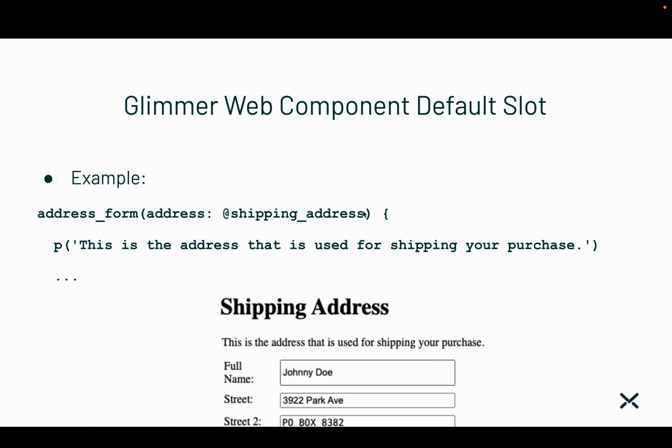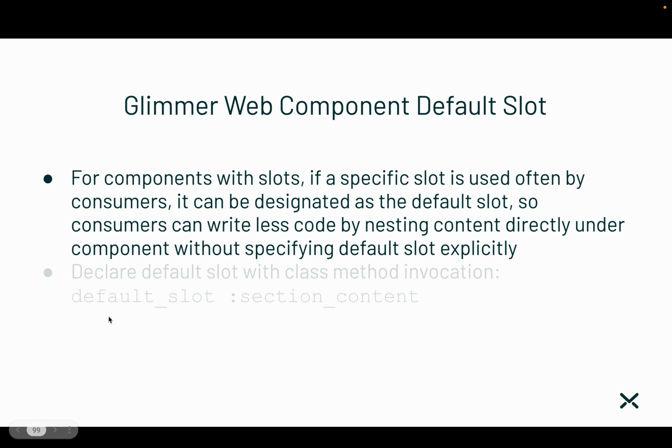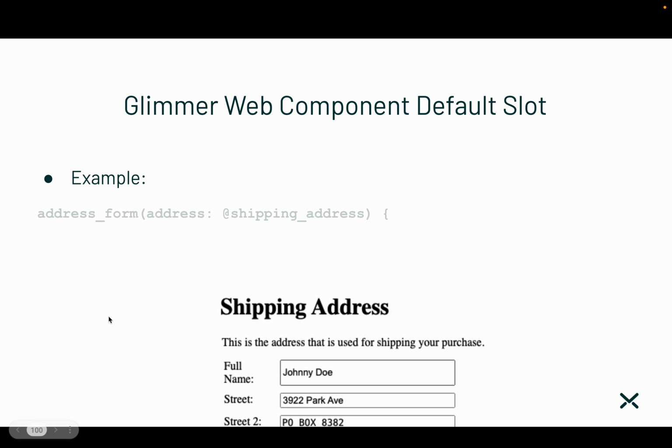If it's not a default slot, then all you have to do is open the name of the slot, which is address header and address footer, underneath the component. It's that simple. It's super simple. So this feels like just another HTML element, honestly. Otherwise, you can designate a default slot if you want to make the syntax even shorter.